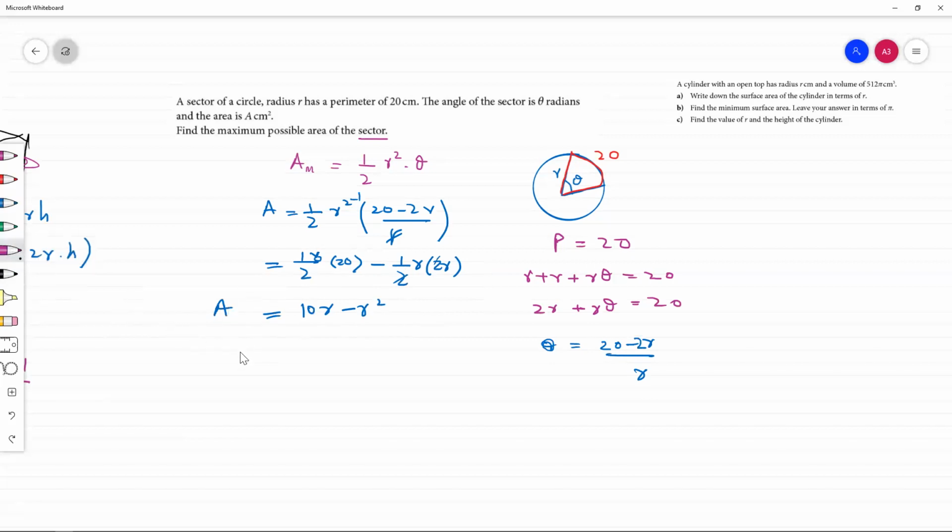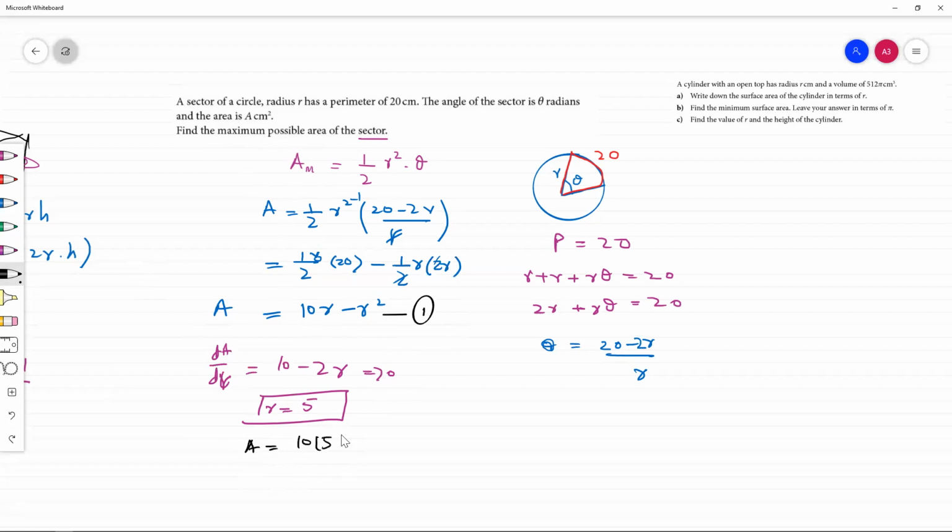So now we have to find the maximum of A. For this purpose, take the derivative dA by dr. So this is 10 minus 2r. So put equal to 0. When you put it equal to 0, r will be 5. So we find the maximum possible area of the sector. Put this value into this area equation, where there is only one variable, that is r. So A will be maximum when r is equal to 5.